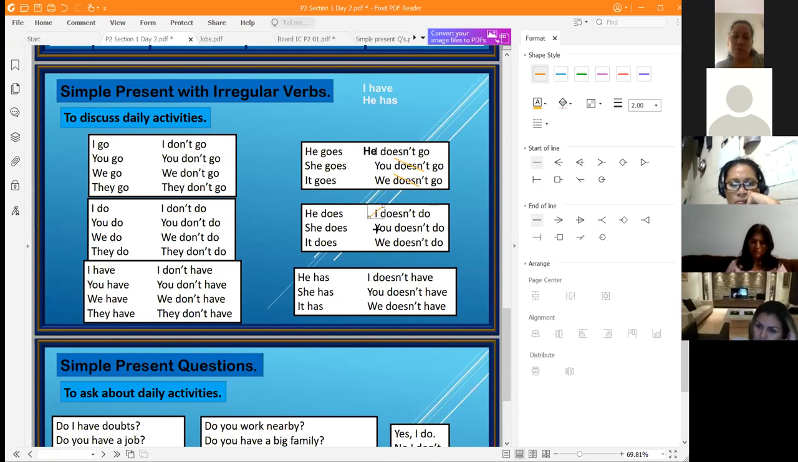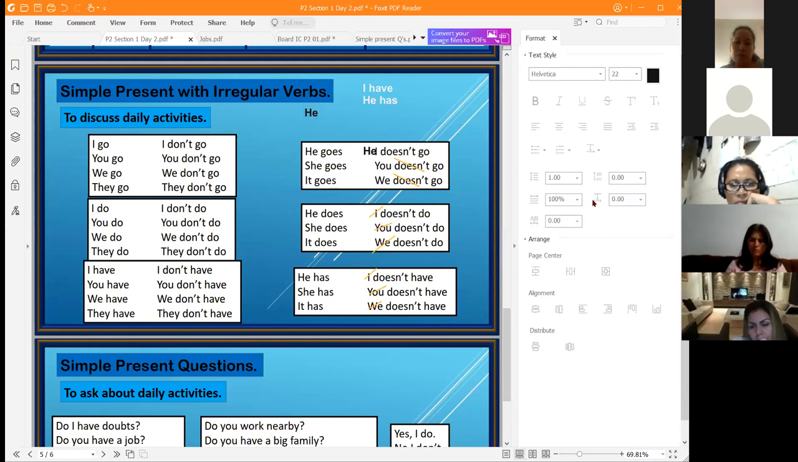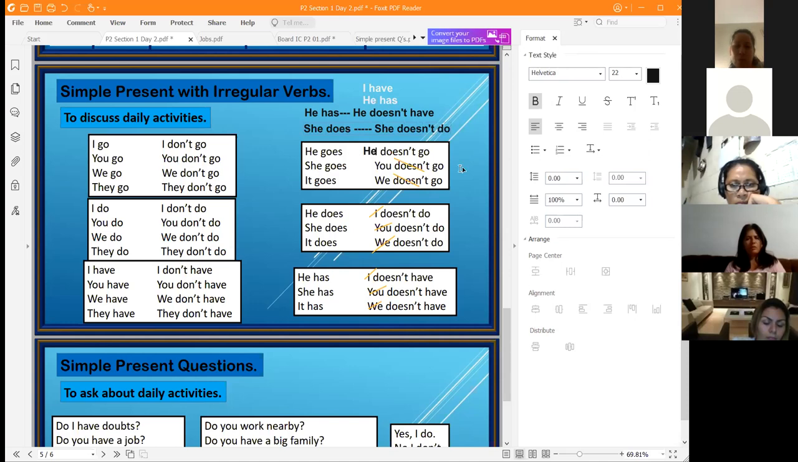So these ones, no, right? Except, okay, these ones are not. What's the correct form? Let's put the correct form, okay? We say he has, what's the negative form? He doesn't have. She doesn't do. Teacher, repeat it. It's because one is the verb, the other is the auxiliary. So she doesn't do. She doesn't do, okay? The same for all of them. Has, doesn't have. He doesn't have. She doesn't have. It doesn't have.